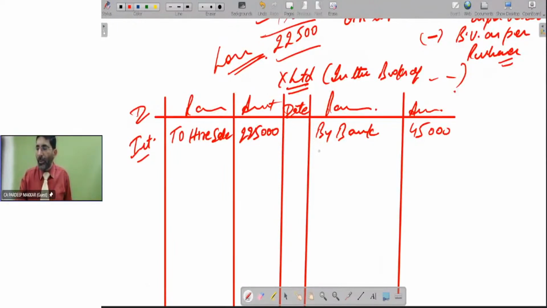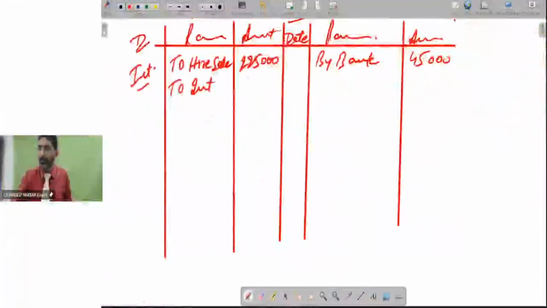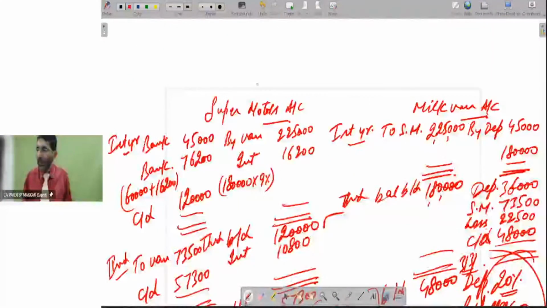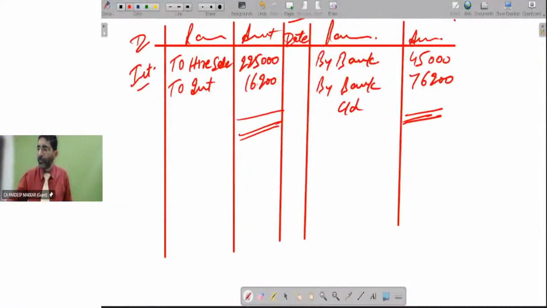Then we have to charge interest. So how much was the interest? We have already calculated. It was 16,200. And we have made the payment at the end of the year by bank. Receipt at the end of the year. Obviously, the money has come. It was 76,200 and the balance was to be carried down. This was similar. It was 1,20,000. Then it is brought down in the next year.